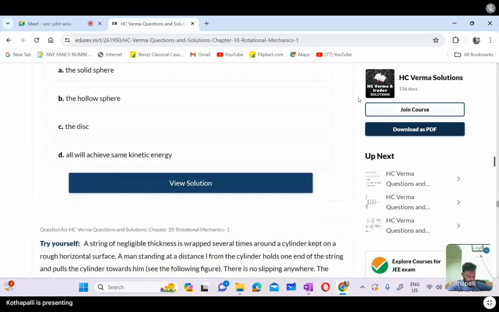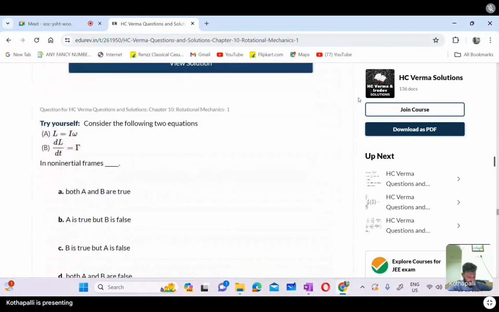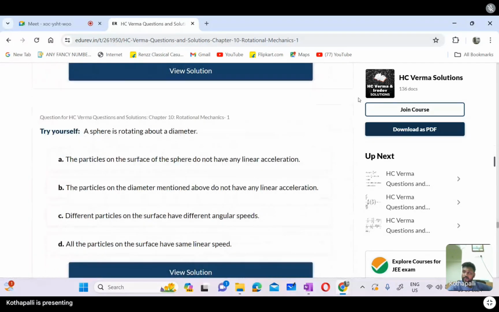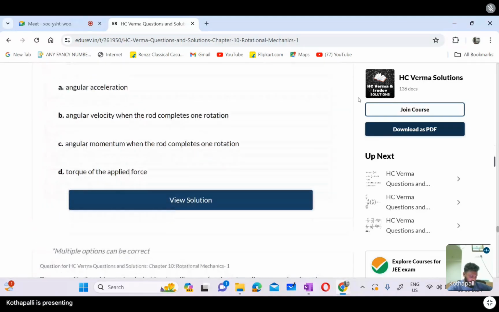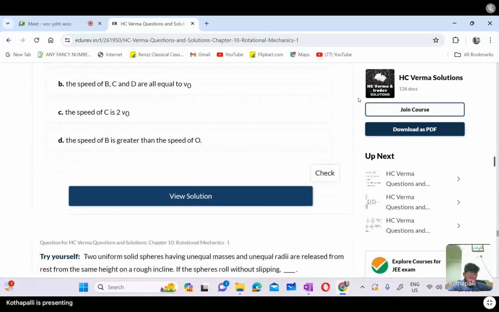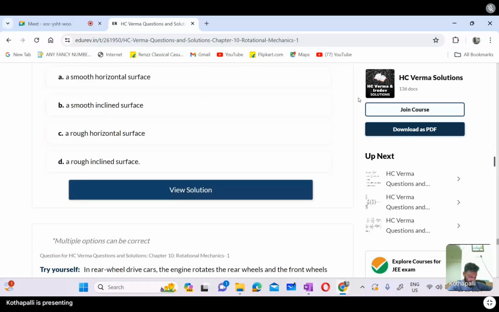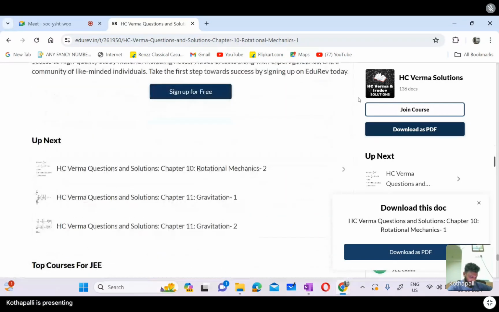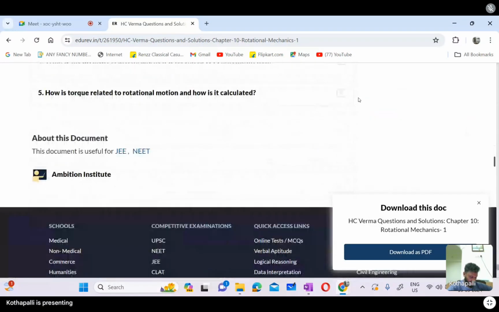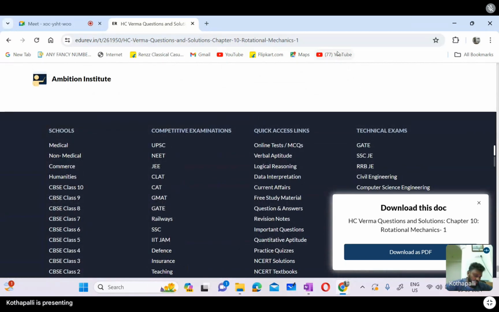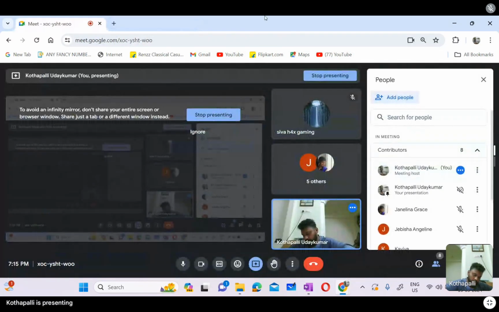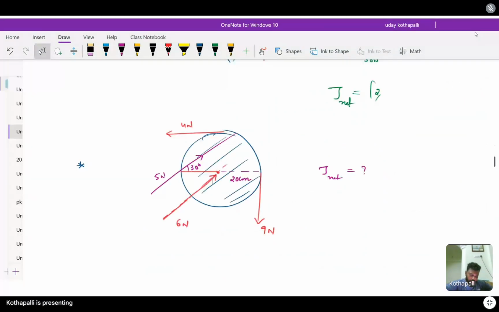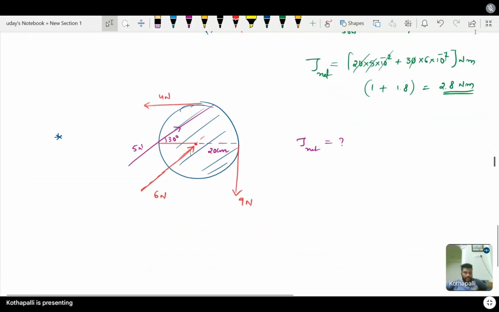What is the answer? Hmm? 1.5. Sure. What are rotational mechanics? Okay, see. Answer for this question.